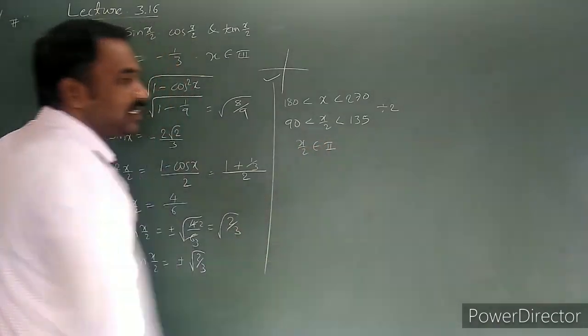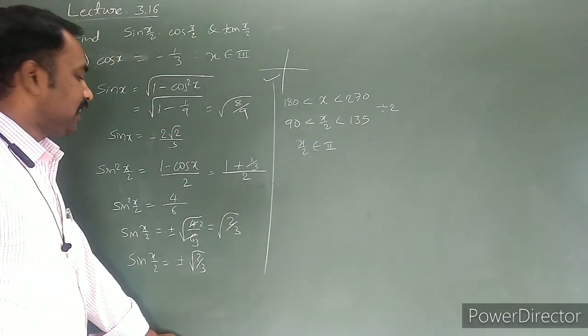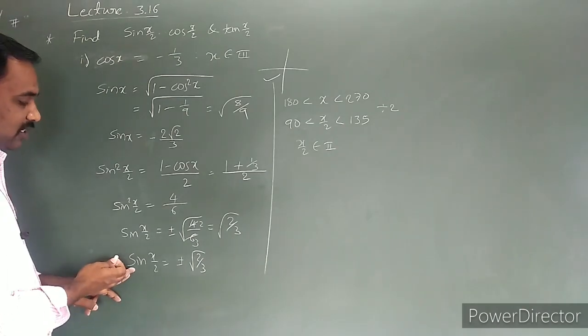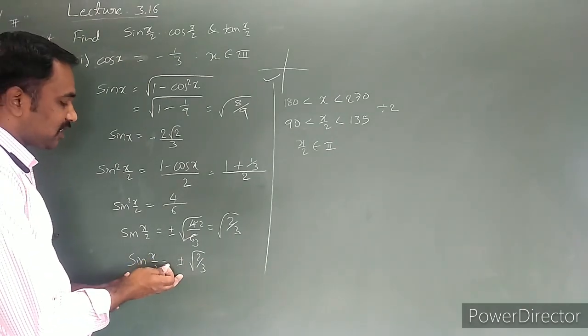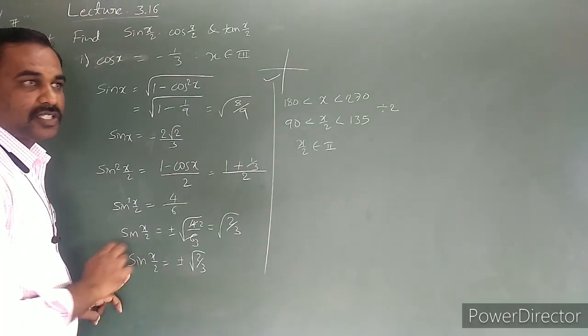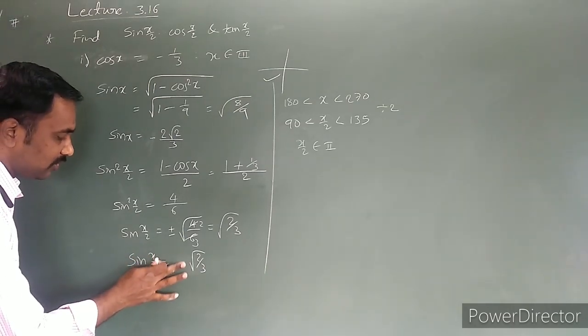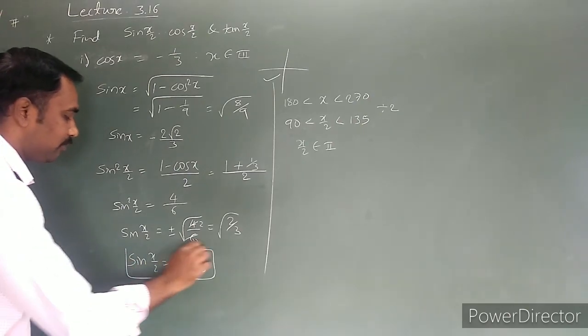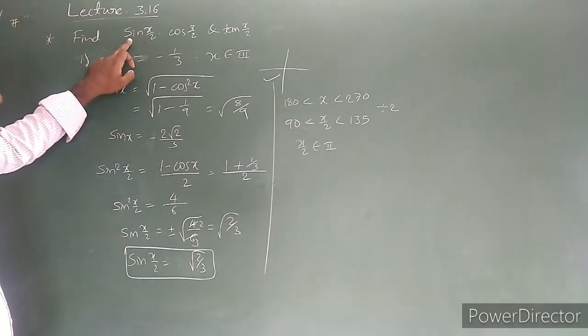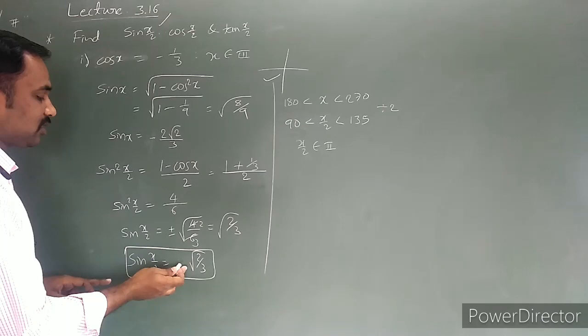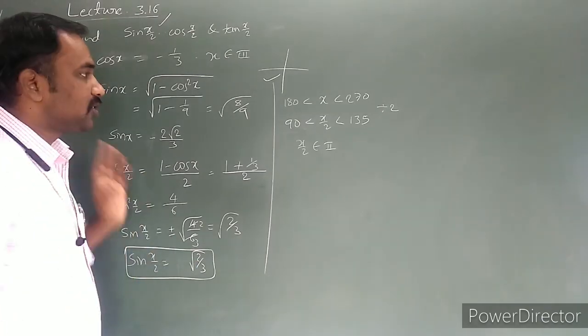Okay, x by 2 belongs to the second quadrant. X by 2 is in the second quadrant, so is sine of x by 2 positive or negative? Second quadrant, sine is positive. So, please consider only the positive value. What is the sine of x by 2? Sine x by 2 is root of 2 by 3, positive.